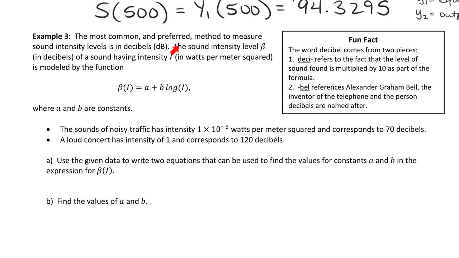The sound intensity level, this is beta. This is a Greek letter beta. The sound intensity level beta in decibels of a sound having an intensity I in watts measured per meter squared is modeled by this function. Is this a natural or common logarithm function? Does our calculator do common logarithm regressions? No, so our spidey senses should tell us we're going to practice this thing by hand one more time. We got the calculator, no big deal.